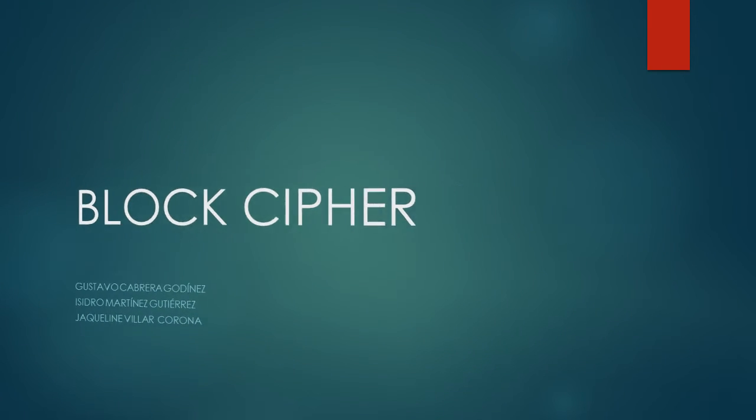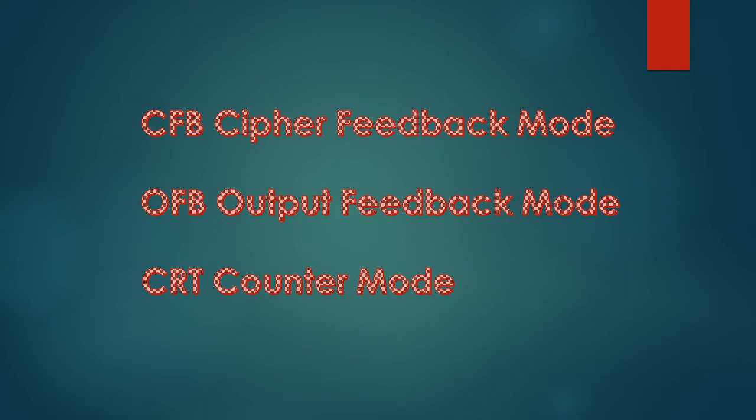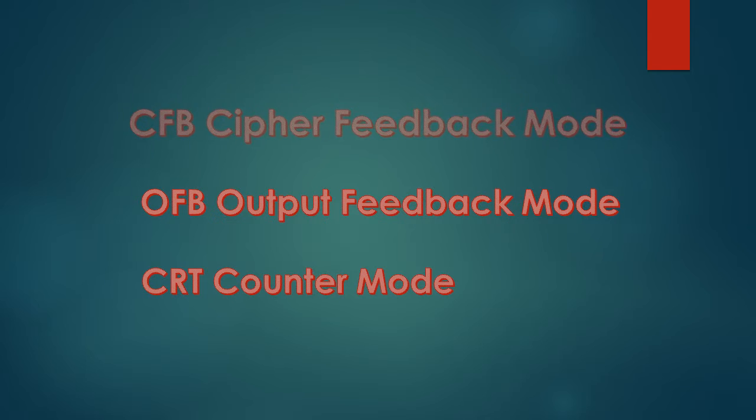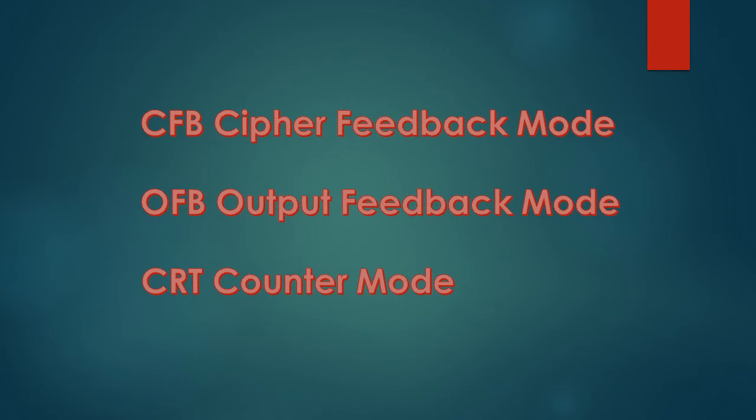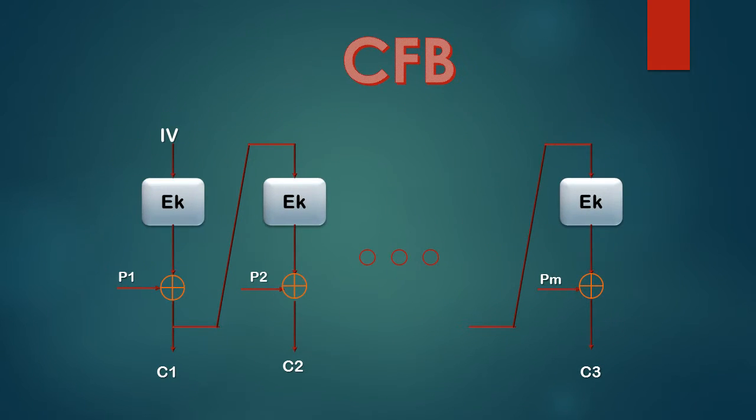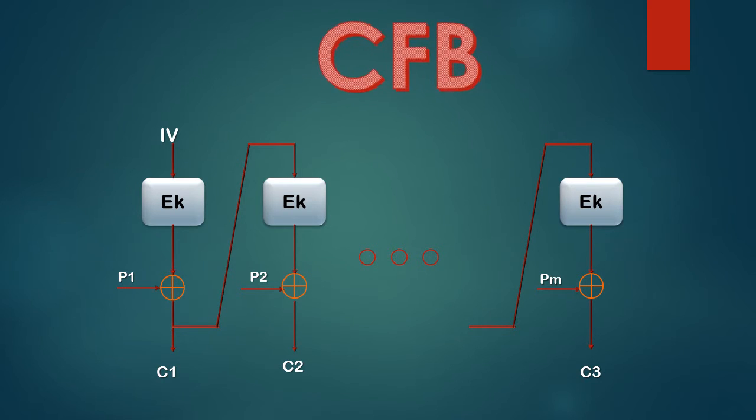Hello everyone! In this video, we're going to discuss three of the classical modes of operation for block ciphers, namely CFB, OFB, and CTR. We're going to start with CFB, which stands for Cipher Feedback Mode.